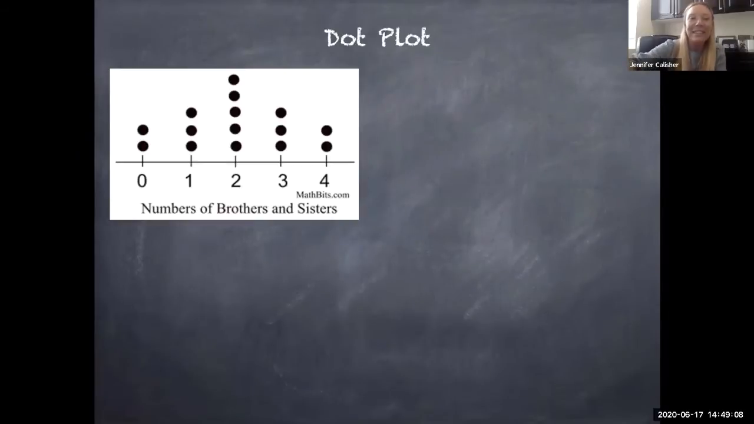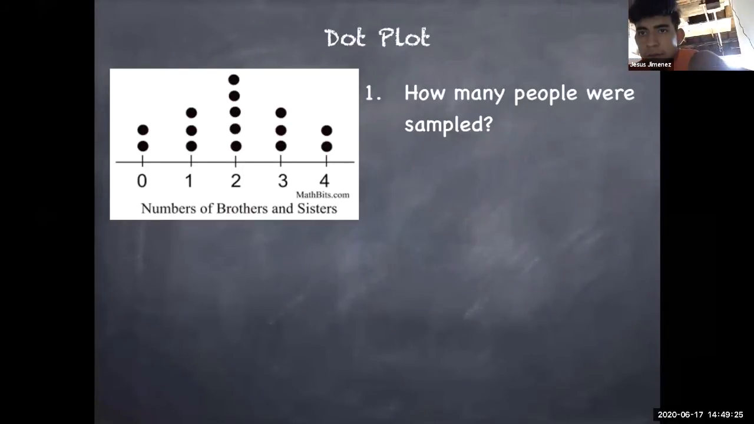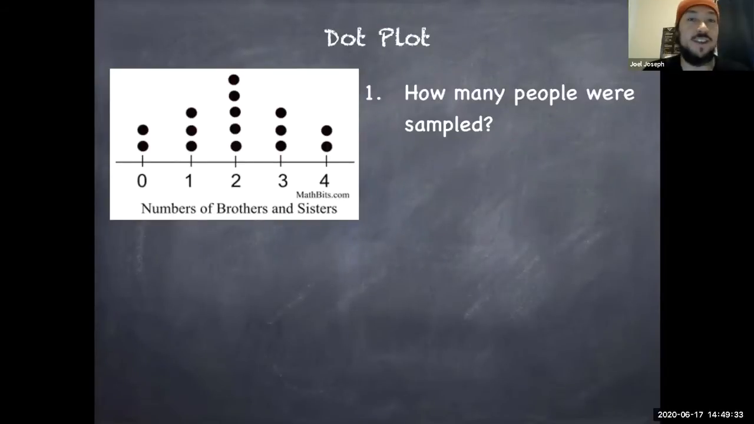These are dot plots. They're another great way to see our numerical data. Can you tell how many people were sampled? It refers to the number of brothers and sisters. So we have 2 people that had 0, 1 person that had 1, and so forth. So how many people were sampled? 15. Do we agree? Yes, we do agree. 15. Good job, Jesus. Woohoo.